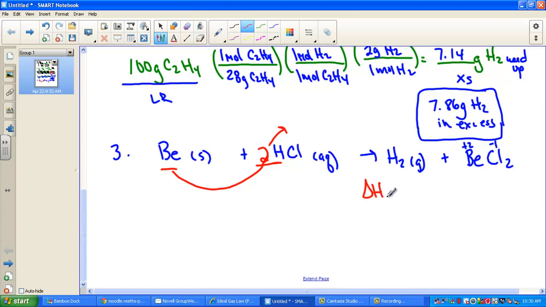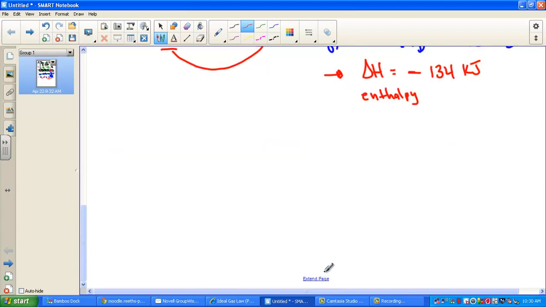That means I must include the delta H, the enthalpy of reaction. It said it liberated, generated, released, gave off heat energy. Exothermic values are negative. It released 134 kJs of heat. So be sure that you've got this part included. I can't stress enough that without the delta H, I have to mark points down.